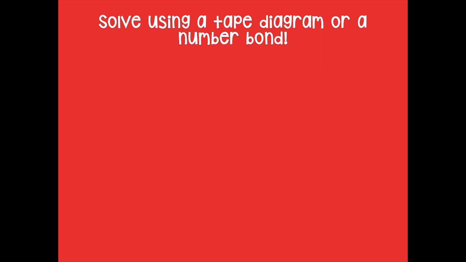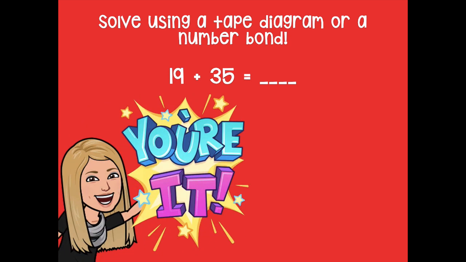All right, friends. So for this one, you are going to solve this problem, and you can solve it using a tape diagram or a number bond. So you can work with the new strategy that we just did with the tape diagram or a number bond. So you're going to do 19 plus 35. So go ahead and pause the video, solve this problem, and then click play when you're ready to go over it together. All right, friends, make sure to pause if you need more time.